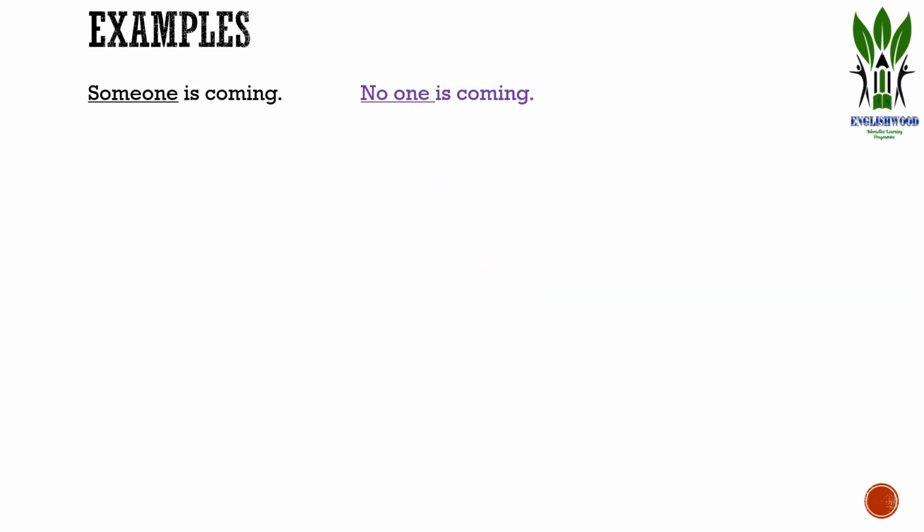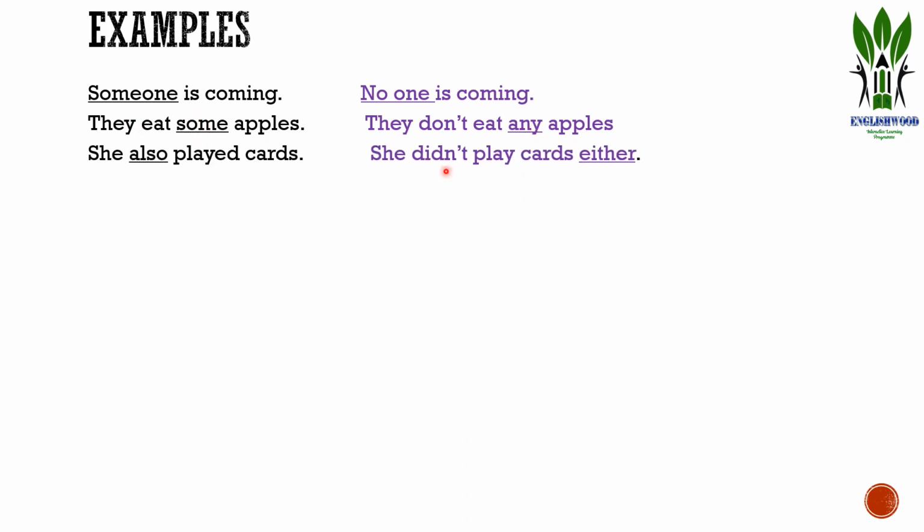So examples. Someone is coming. Someone changes into no one. So simply, no one is coming. They eat some apples. They don't eat any apples. We told if it is at the beginning, no. If it's somewhere else, any. So they eat some apples, they don't eat any. Okay, as a general rule, some changes into any as a specific thing to remember.